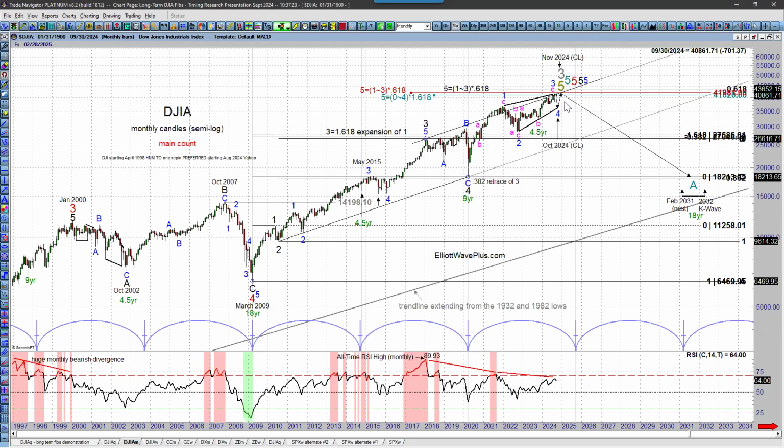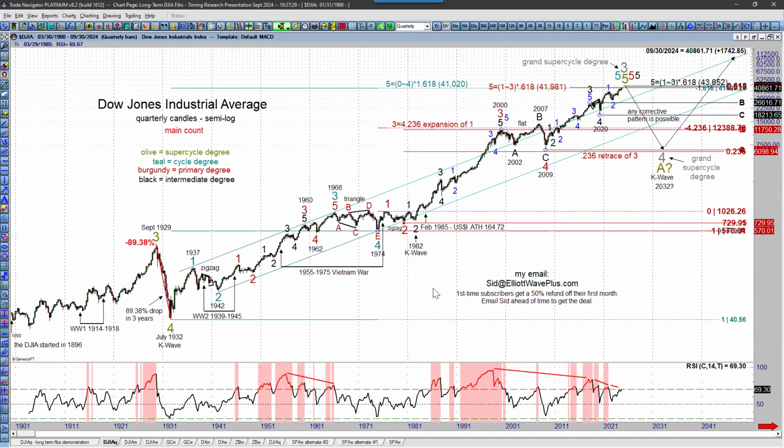And by the way, the next K wave low: Kondratiev was a cycles guy going way back 100 years, I think. This 1932 low was probably a K wave low. K wave is a 50-year wave. And then the 1982 low was probably a K wave low. So the next K wave low would be around 2032.